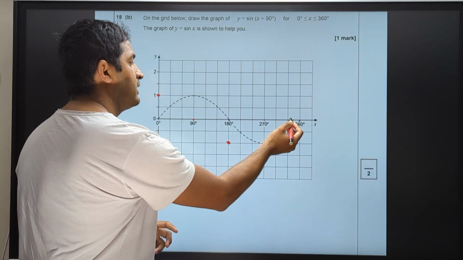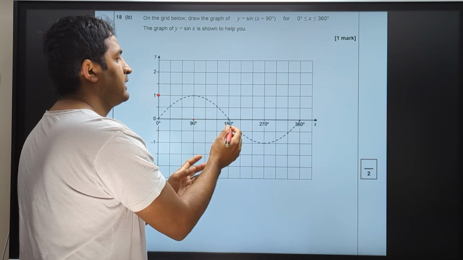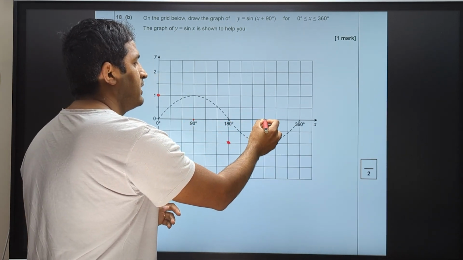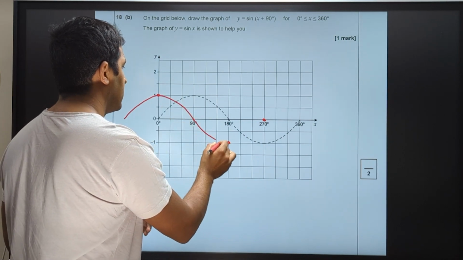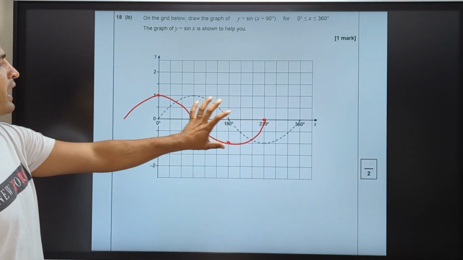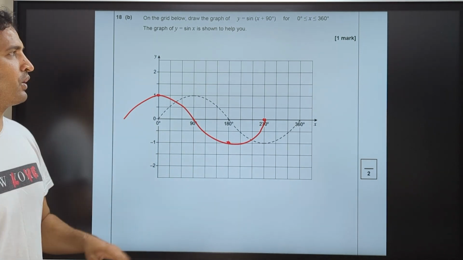Okay, when x is 360, you get the same value as at 460. Whatever that is, basically 270. So it will go something like this. Everything's moved 90 degrees that way, so it's similar to the cos graph.